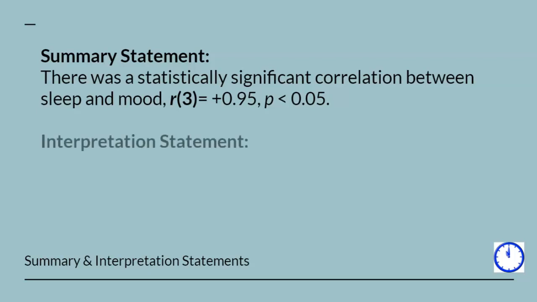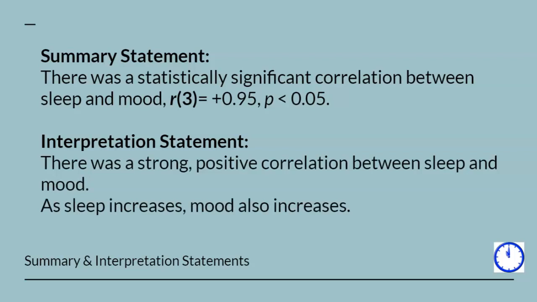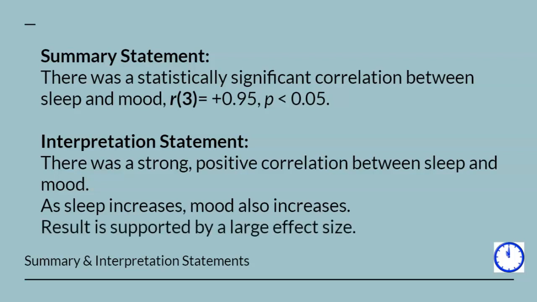So let's go to the interpretation statement, which will now consist of 3 sentences. The first 2 sentences will actually come from the initial interpretation that you determined after calculating the Pearson correlation in an earlier video. So the first sentence will explain the correlation. The second sentence will be even more specific and explain the relationship between the 2 variables. The third sentence will describe effect size.